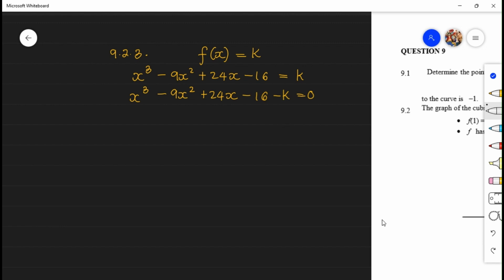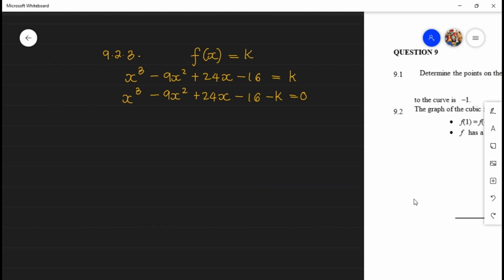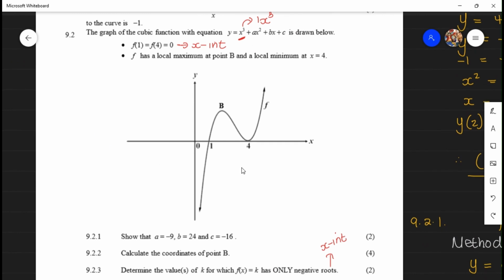Another way of thinking about it is that k forms part of your y-intercept, because remember, your constant is where it cuts the y-axis. And what do we associate with our y-intercept? We associate a vertical shift. So we now know that k is associated with a vertical shift. So how can we shift this graph vertically such that it only cuts the negative x-axis? So let's have a look.